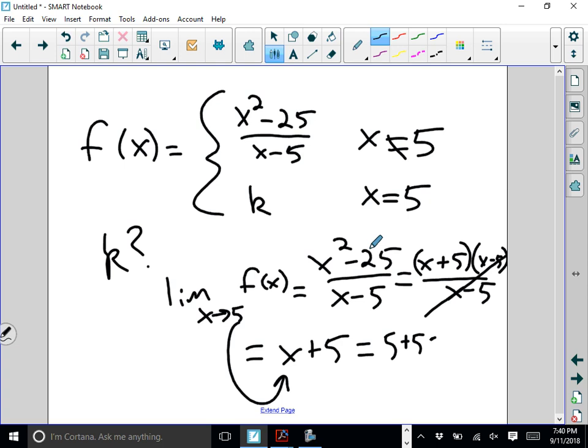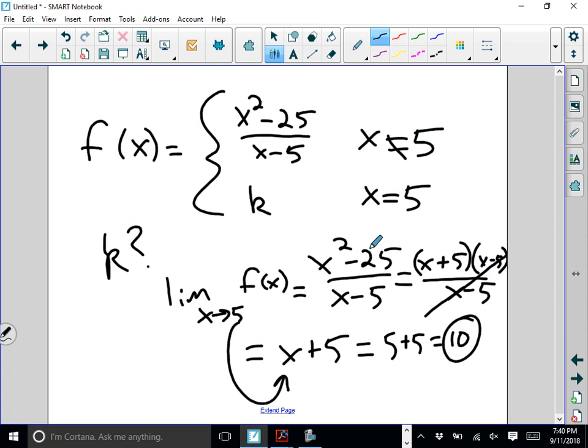So we know that the limit as x goes to 5 of f of x is equal to 10. Okay, so we showed that the limit does exist here. Therefore, it's going to be possible for us to prove it's continuous, right? We just have to think of f of 5. F of 5 must be defined. Right now, f of 5 is defined as k.